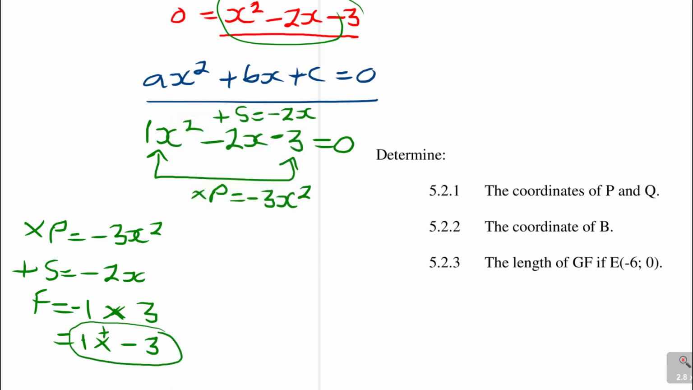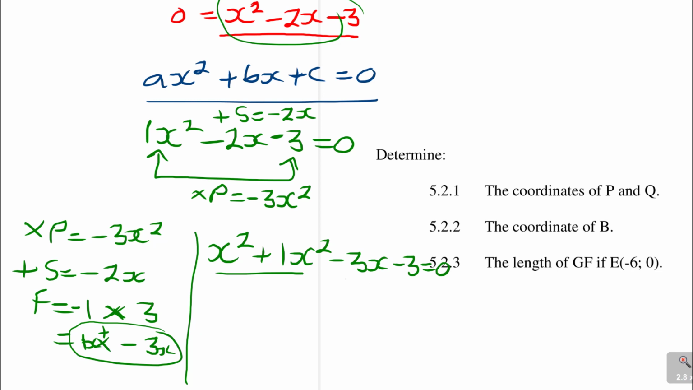So when I factorize it, what do I have now? I will have x squared. Instead of minus 2x, it will be plus 1x and minus 3x, so x squared plus 1x minus 3x minus 3. That gives me a 0. Factorize the first two, factorize the second two.